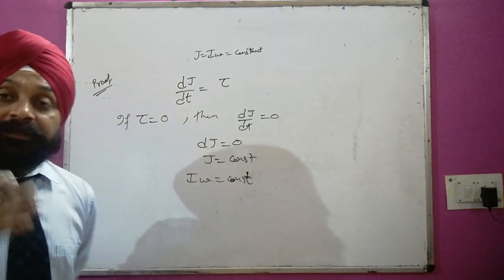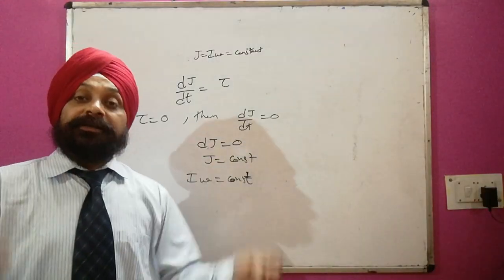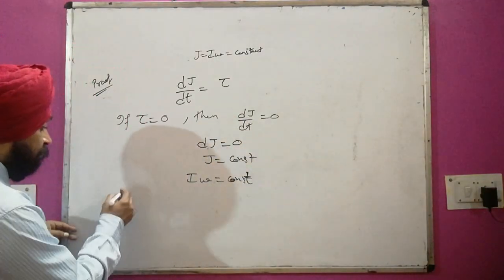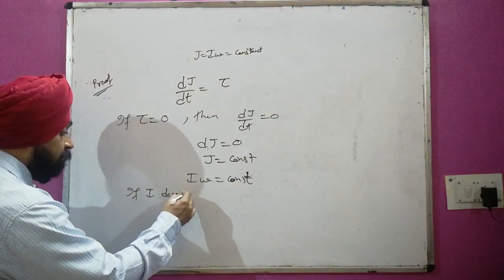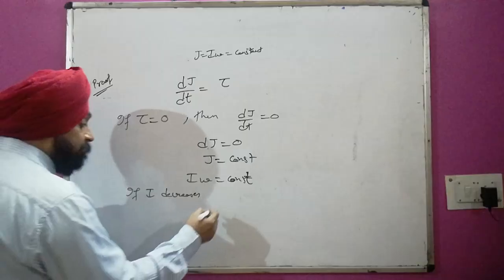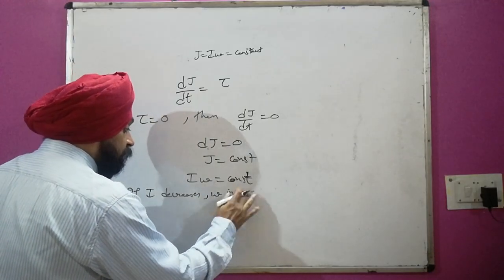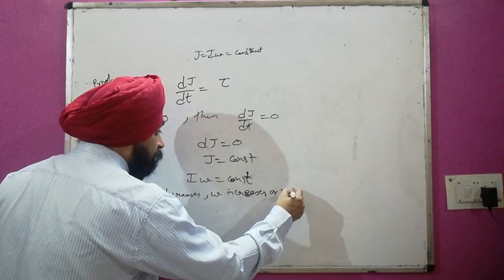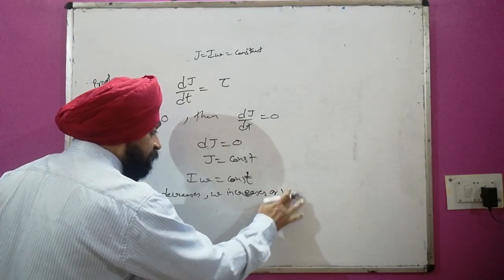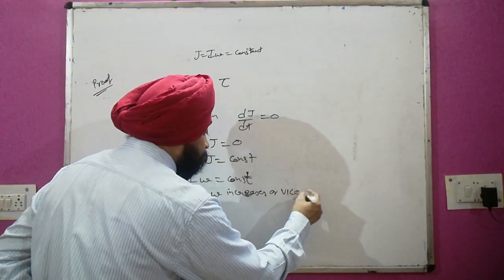What it means is, if you reduce I, omega increases. If I decreases, omega increases. Or vice versa. Vice versa means the reverse is also applicable.